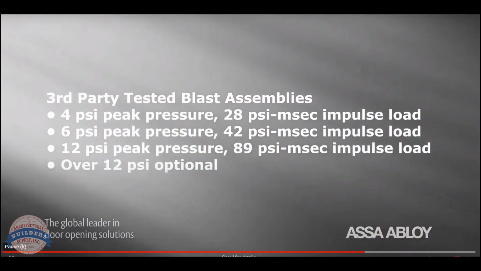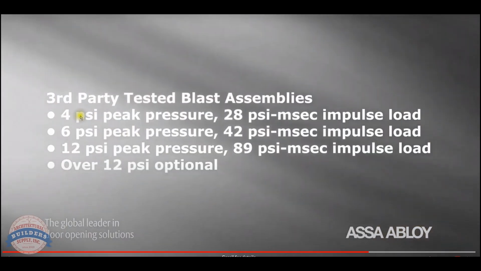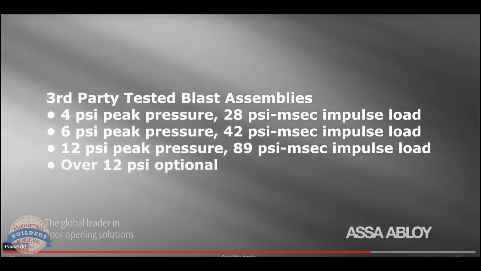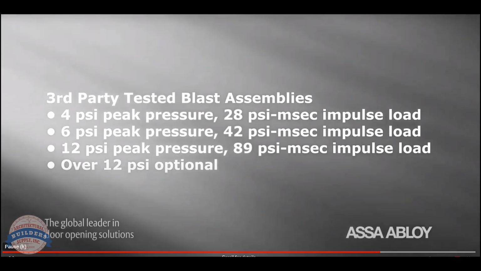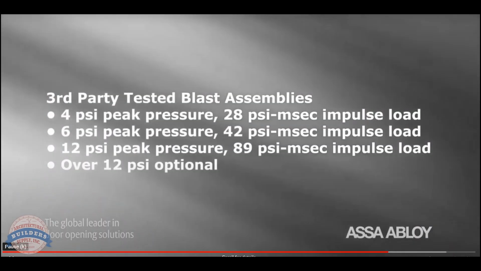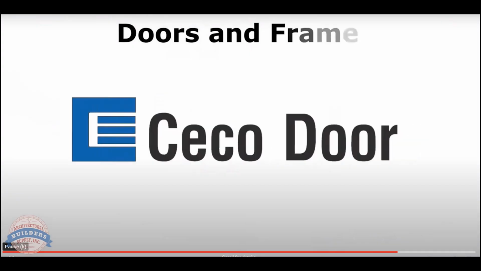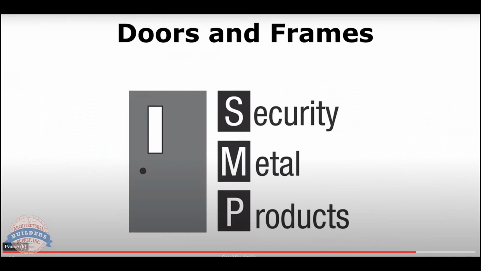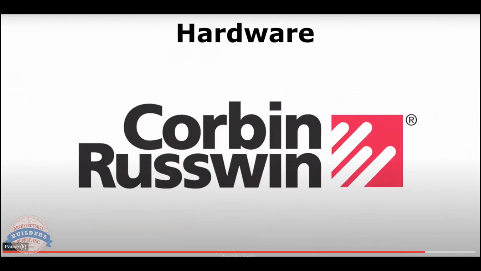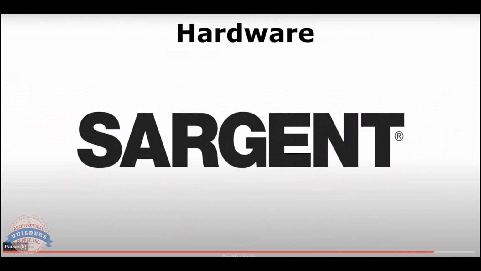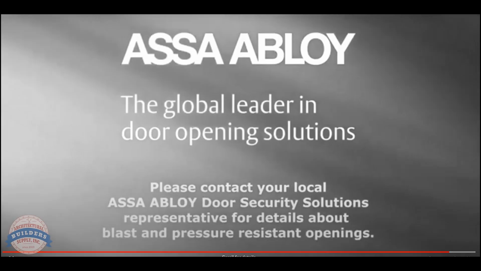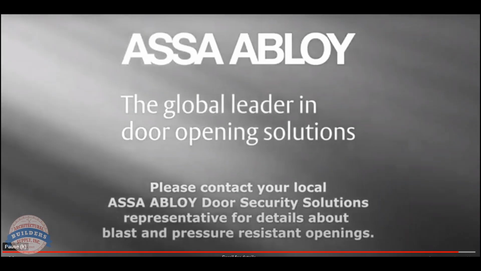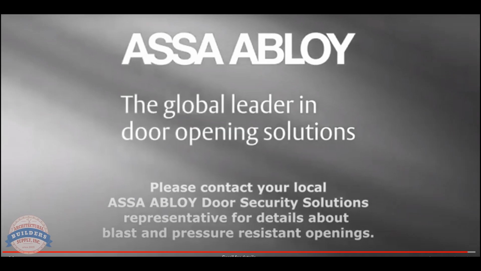ASSA ABLOY offers third-party tested blast assembly. 4 psi peak, 6, 12. Up to 12 psi peak pressure, and special orders for over 12 psi available as an option. The opening features doors from Seco Door, Curry's, Fleming, and Security Metal Products. The corresponding hardware for the assembly is manufactured by Corbin Russwin, Sargent, and Yale. Please contact your local ASSA ABLOY Door Security Solutions representative for details about blast and pressure-resistant openings.